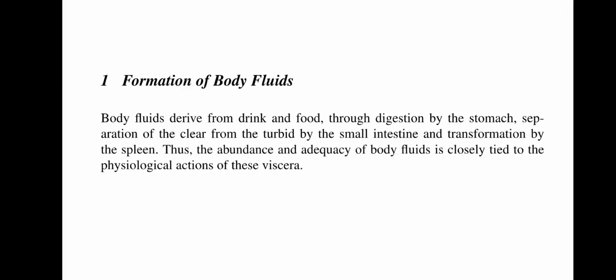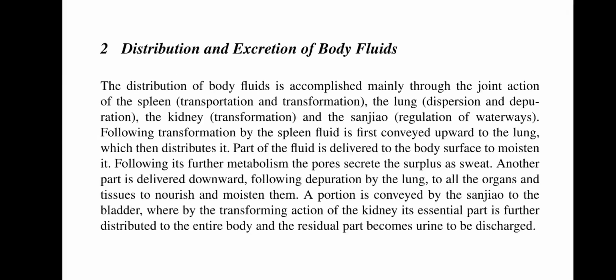Body fluids derive from drink and food, through digestion by the stomach, separation of the clear from the turbid by the small intestine, and transformation by the spleen. Thus, the abundance and adequacy of body fluids is closely tied to the physiological actions of these viscera. The distribution of body fluids is accomplished mainly through the joint action of the spleen, the lung, the kidney, and the sanjiao. Following transformation by the spleen, fluid is first conveyed upward to the lung, which then distributes it.